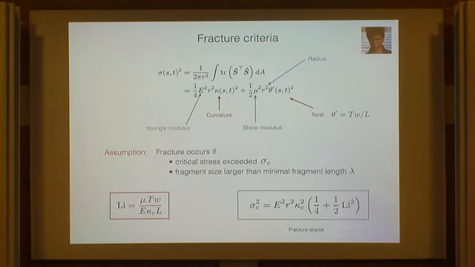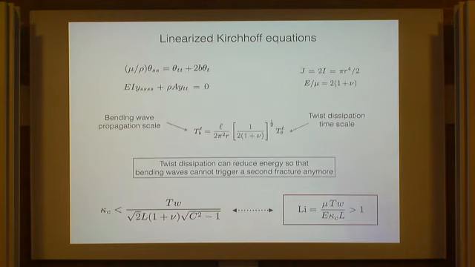Good, so the essence of all this is that you can define a dimensionless number lambda that includes the shear modulus, the twist, then the critical curvature at the point of fracture, the length, and the elastic modulus. And the essence is that if this number is larger than 1, you would expect exactly 2 fragments. So this is the prediction. In the interest of time, you can linearize the problem and this gives you time scales. If you compare those, you get essentially the same criteria.